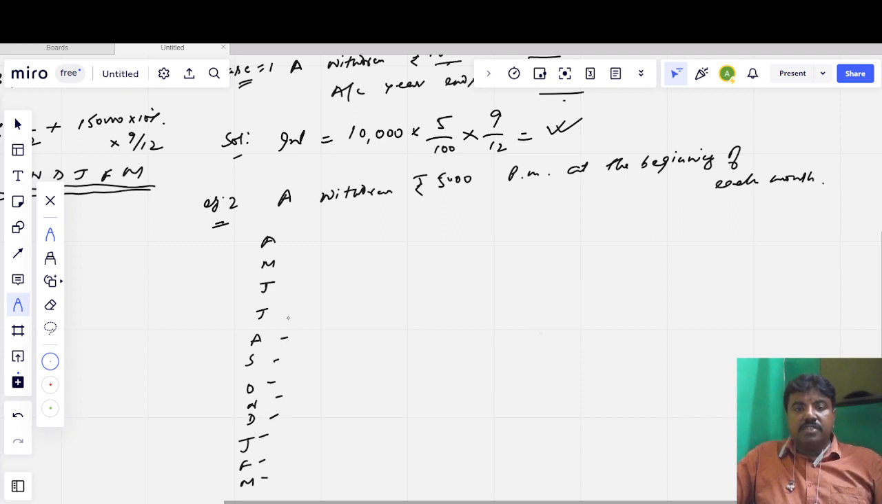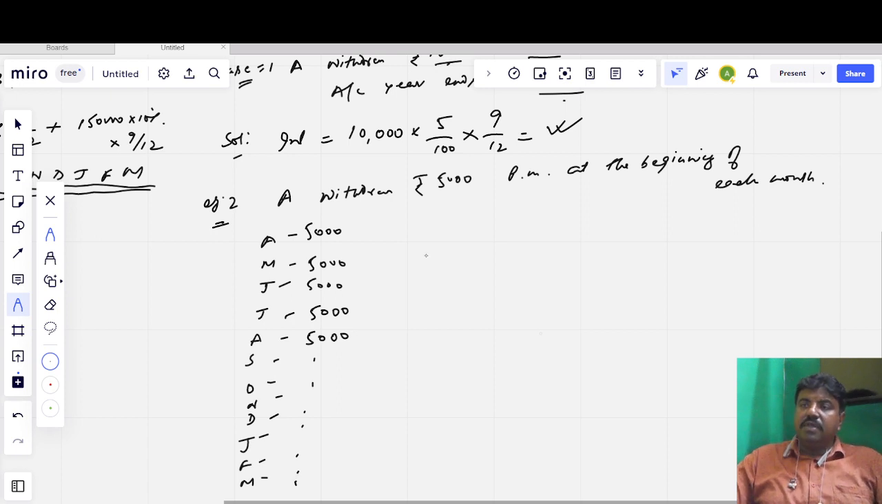And how is the partner withdrawing money from the business? Every month at the beginning, the partner is withdrawing 5,000. This way, every month. Now, if we apply the simple rule here, on these drawings, the rate of interest, if I assume this to be 5%, then this drawing is for how many months? From April beginning to March, it's for 12 months. So 12 by 12.